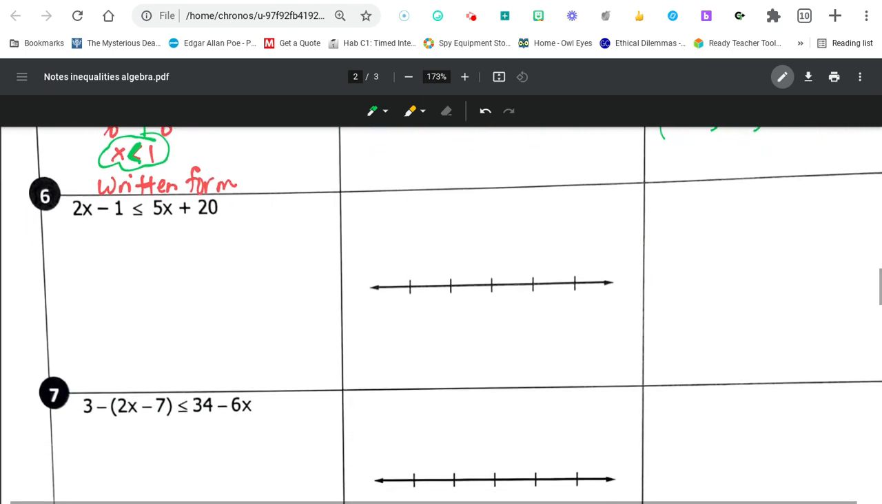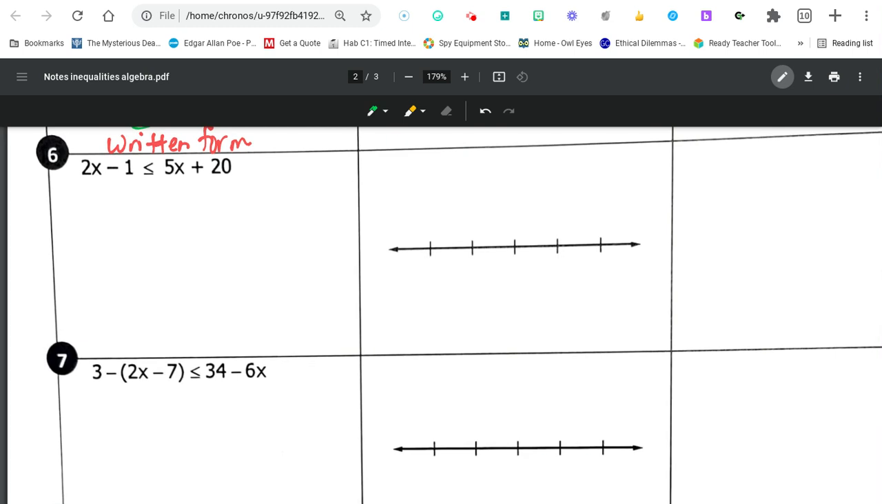All right, you pause the video and try number 6. All right, this is what you should have, guys. I'm going to get rid of 5x by changing the sign. You may have gotten rid of 2x, it's up to you. That leaves me with -3x minus 1 less than or equal to 20.